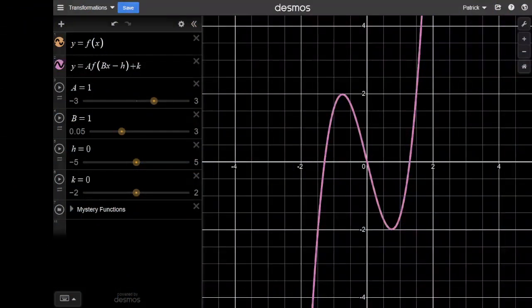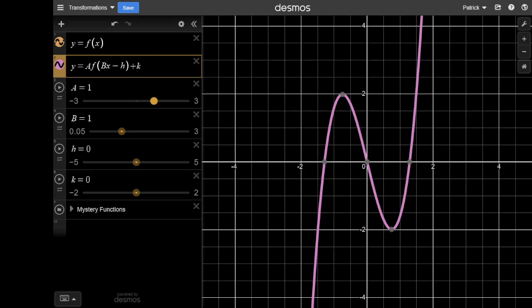You can see here that I have this folder called mystery functions, so you can't tell what function I'm working with. I may have mentioned I'm colorblind, so I'm color coding things and I have no idea if it actually works. But you can see the dotted line in orange gives us our original function y equals f of x. This line, which I think is supposed to be blue, is our transformation. And I have chosen a equals 1, b equals 1, h equals 0, k equals 0. That doesn't do anything at all.